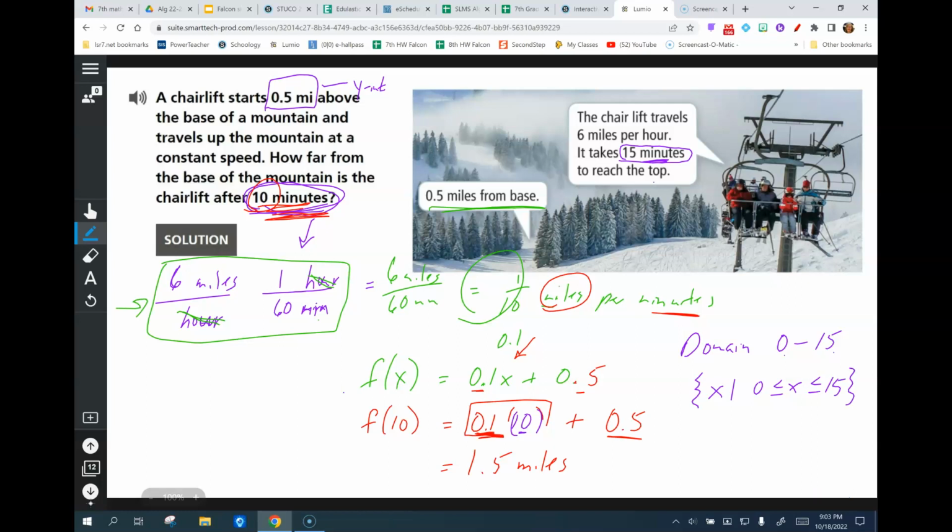Now, the other thing is we need to realize, where are we at 15 minutes? It says that we're at the top, so let's find out what that top would be. So we would plug 15 minutes in to find the distance up to the top. I'm going to say 0.1 times 15 plus 0.5, and I'm going to get 2. So to get all the way up to the top, it's going to be 2 miles. And that's going to make a difference. So here's our domain if I am traveling at a rate of 6 miles per hour. Keep that in mind for the next problem.